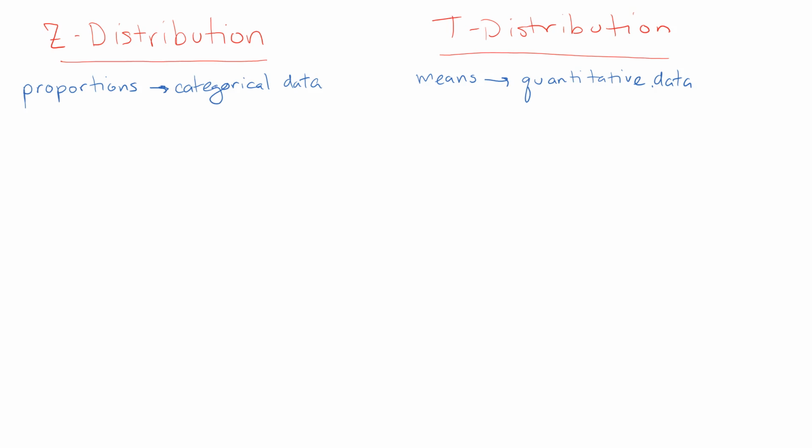And when do proportions arise is when we have categorical data, because it's asking, what percentage or proportion fall in a certain category. When do we use means? Well, that's when we're working with quantitative data. We have numbers because we can calculate a mean when we can add the numbers and divide to find the mean. So that's the short answer.